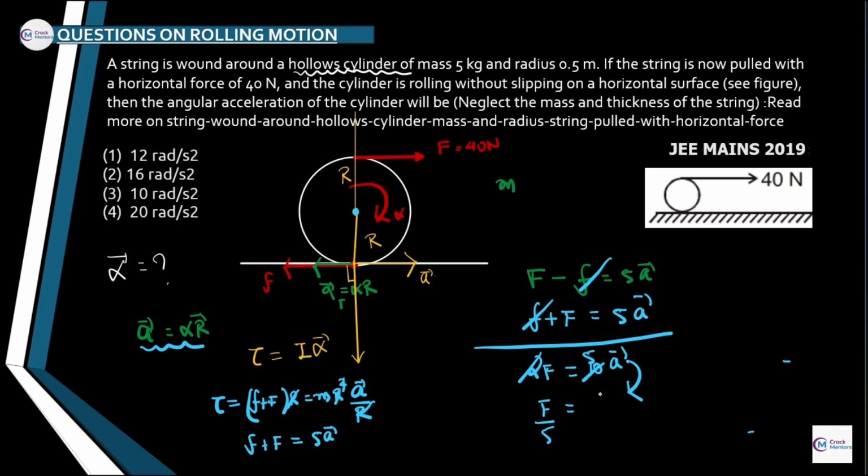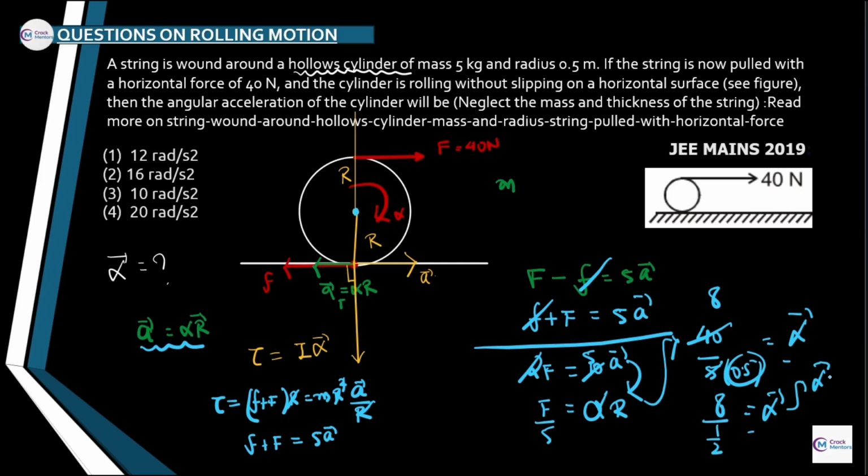Acceleration is alpha into r, and from here we are going to observe 40 upon 5. The radius is also 0.5, and then it is alpha. Now the answer is, 5 and 5 cancel out, 8, and it is written as 8 upon 1 by 2. Then alpha is going to be 16.